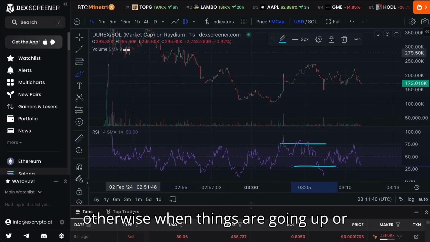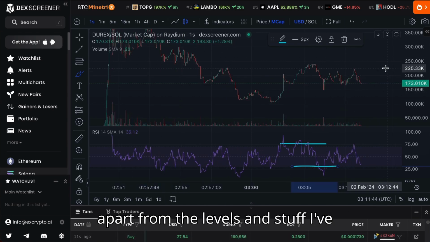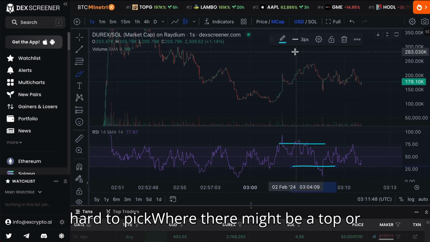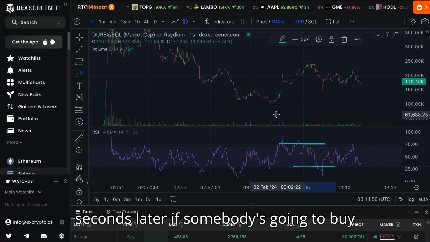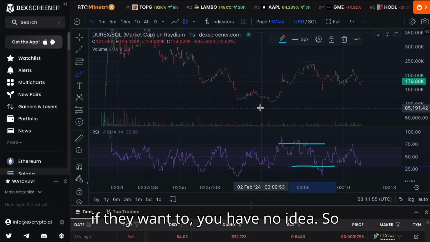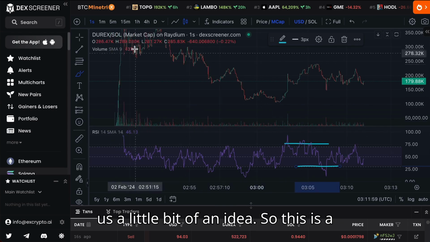But otherwise, when things are going up or down in meme coins, it's very, very hard, apart from the levels and stuff I've shown you already. It's otherwise really hard to pick where there might be a top or a bottom, because you don't know 10 seconds later if somebody's going to buy one of these coins and spend 10,000 if they want to. You have no idea. So it's very, very difficult. But this gives us a little bit of an idea.